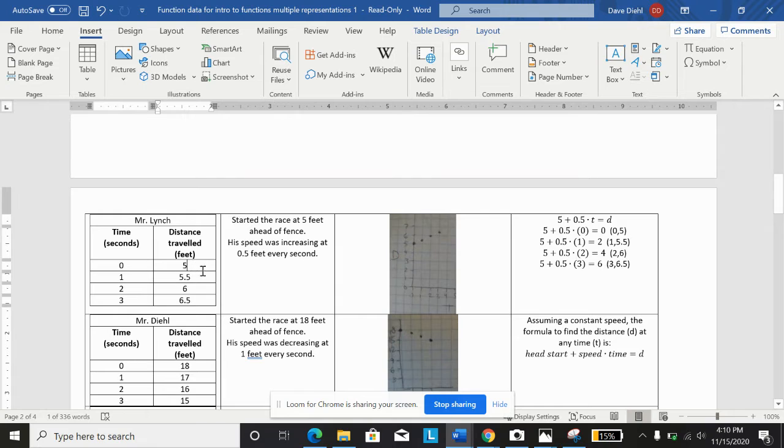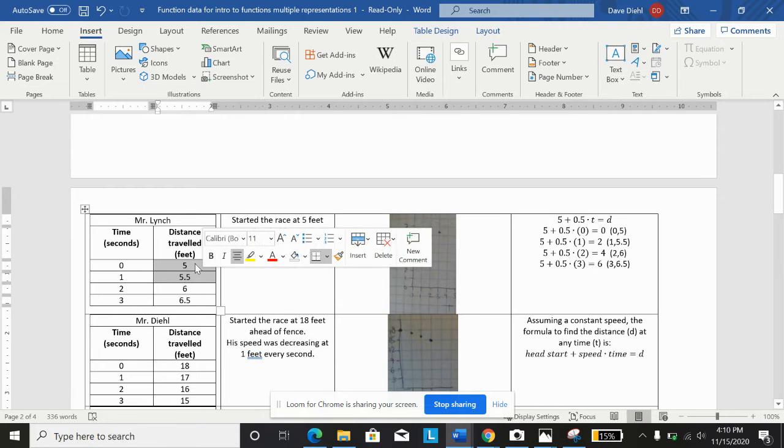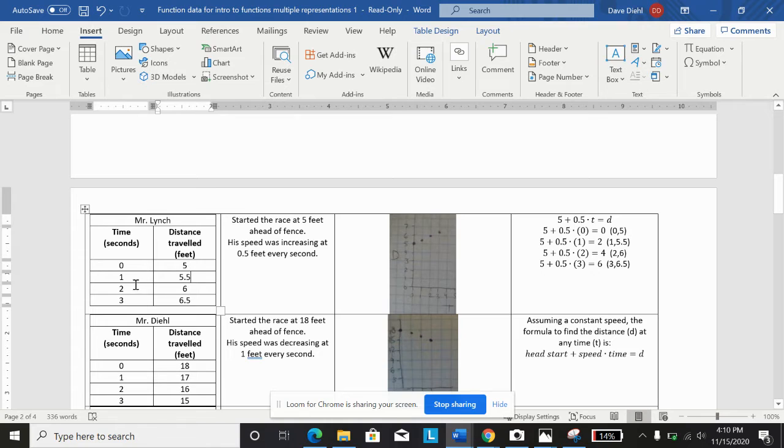And his speed, we can still tell just by looking at how much distance he increases every second. So he increases half a foot in a second, another half a foot in a second, another half a foot in a second. So his speed is increasing at 0.5 feet every second. And his graph would look like this, right? He doesn't start down here like the other ones. He starts up here, and he's going up a little bit slow, but still he's increasing.